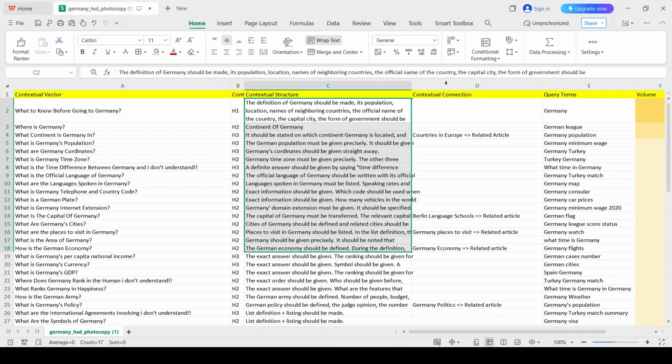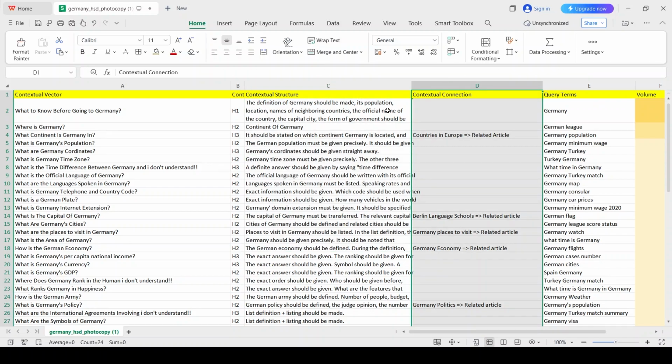For contextual connection, these are the specific internal links linking to our other articles. We put the most important anchor in our root. Basically, in this framework, there are three things: root, seed, and node. Root is like the parent, seed is like the child, and the nodes are the subchildren of that specific child.